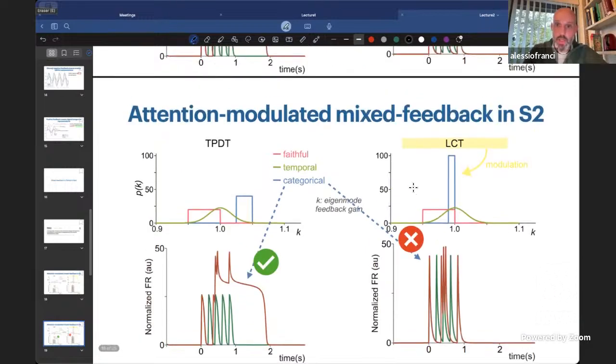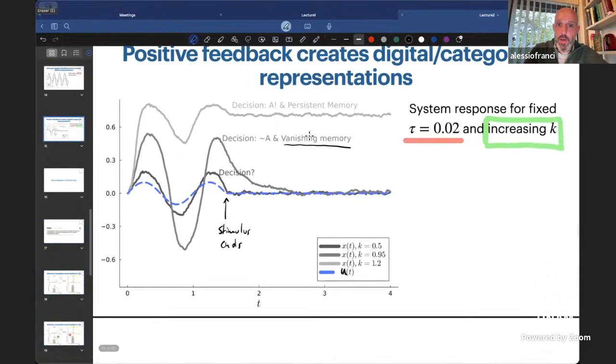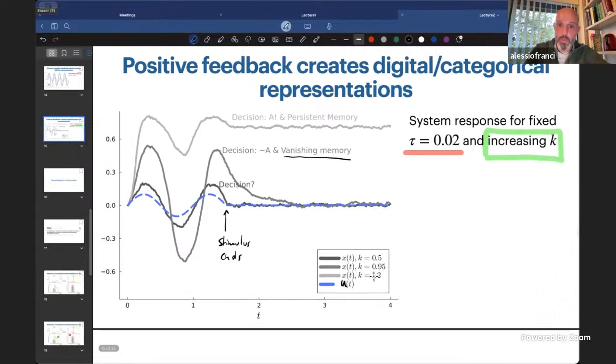And again, if you want to understand this, I think the figure I showed here is really what's going on. With small positive feedback gain, you are very faithful. With large feedback gain, you start to have memory, and if you play with a notebook that I will send, you also have the emergence of slow negative feedback to end this categorical response and be ready to make new decisions.